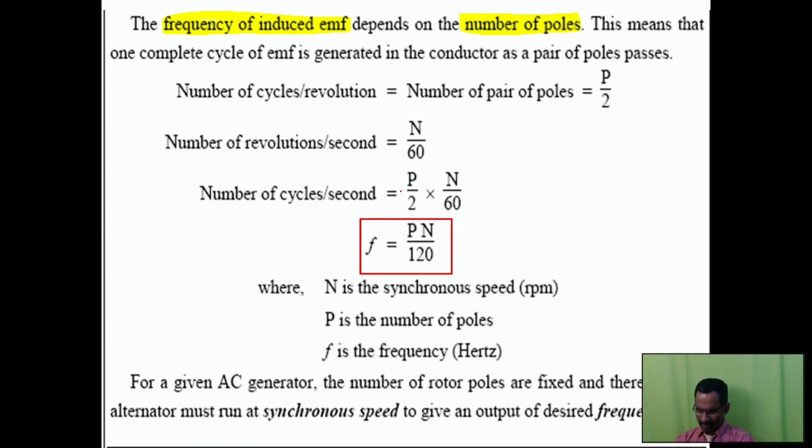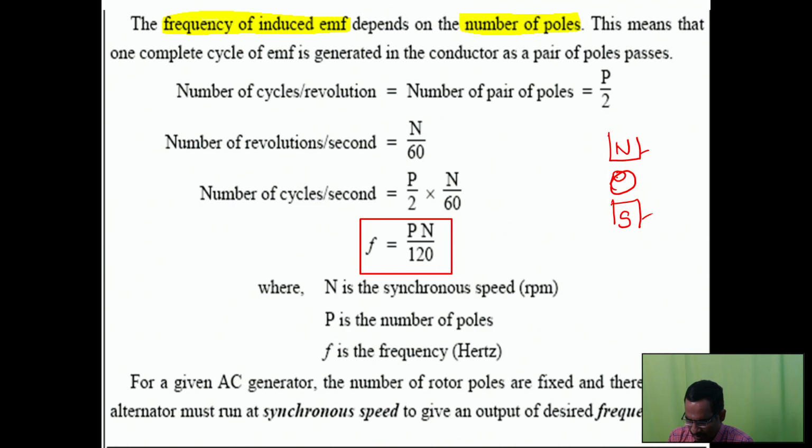If I have a generator, it is having two poles. It is considered as a north pole and a south pole. If I am placing a conductor here, note that this north pole and south pole are not permanent magnets; these two are electromagnets.